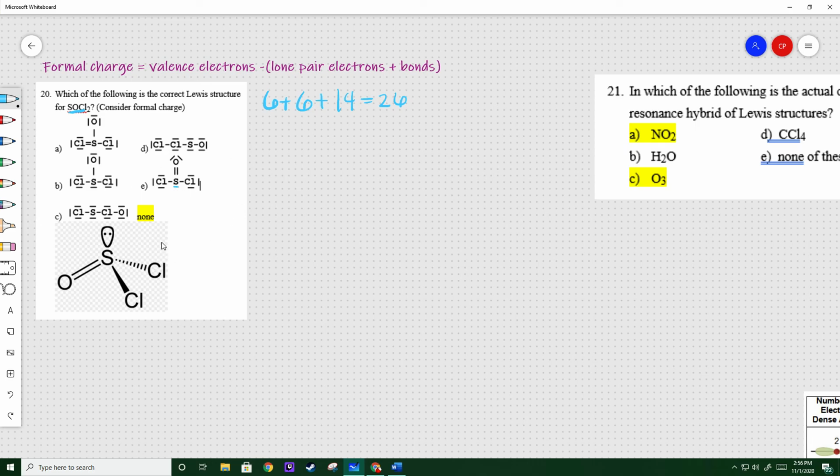Now, one of the easiest ways I find to do this, when you draw your Lewis structure, is to actually just draw each atom and put it with its valence electrons around. So we know sulfur is going to be in the middle because it's the least electronegative atom, and then we're going to put the rest around it. So if I put sulfur, I have this, okay, and then I have a chlorine each, and chlorine has 7 valence electrons around it. And then I have oxygen.